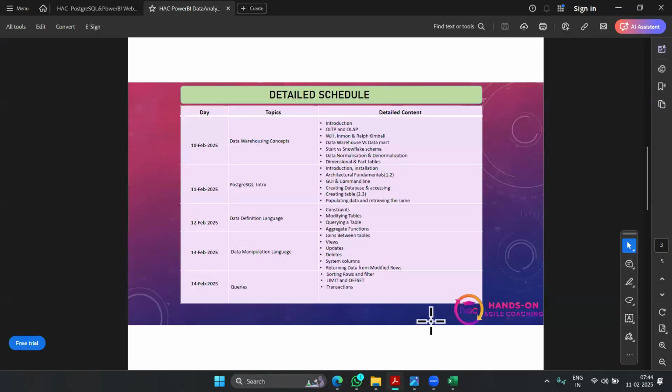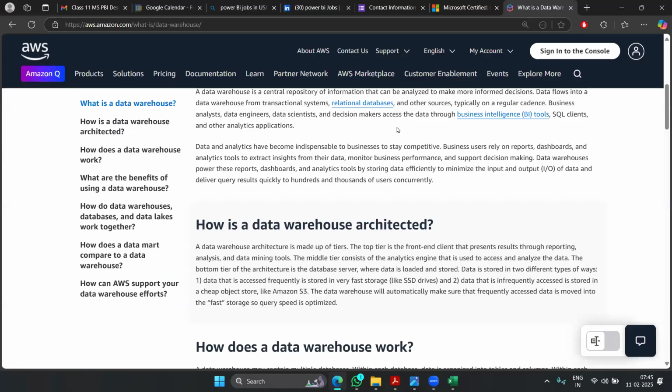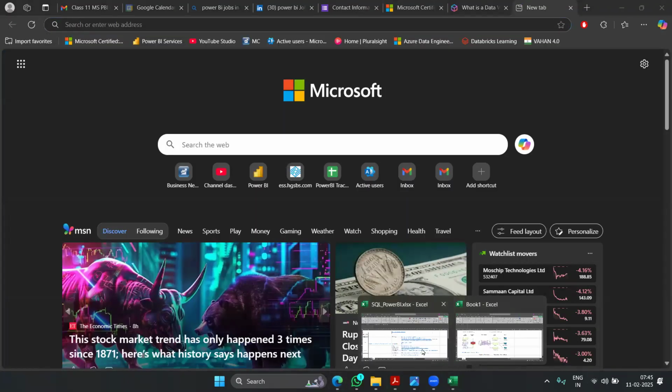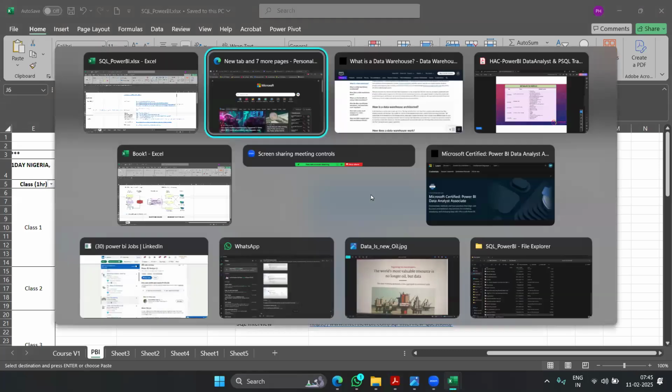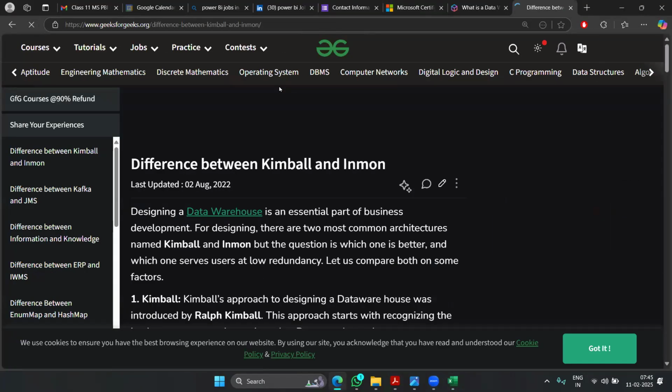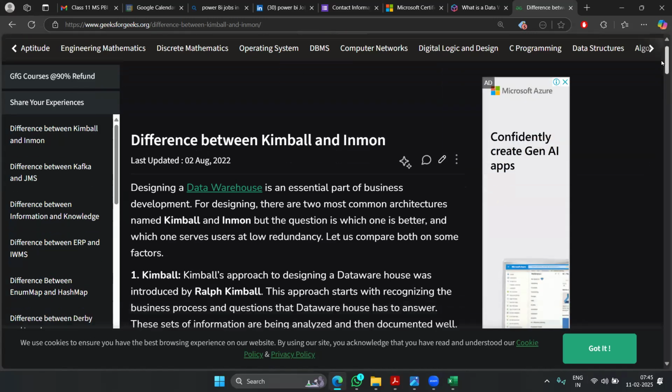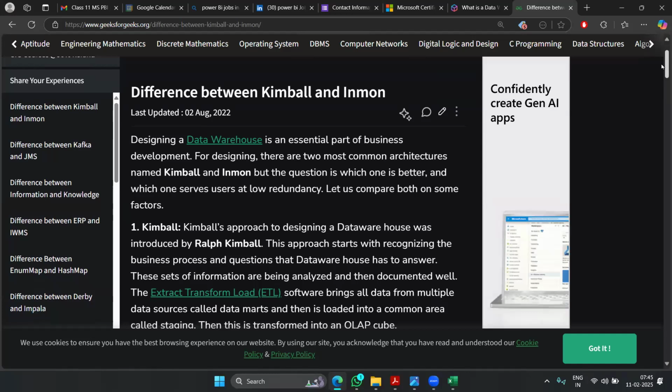Okay. And now W.H. Inmon and Ralph Kimball. They are the two great scientists who proposed the data warehousing theories. Okay. And what they have proposed, let us see. And to be honest, this was proposed around 1986 or around that time. And still the organizations are following the same thing. Okay. The tools they are using may be different, but the underlying concepts have never changed.